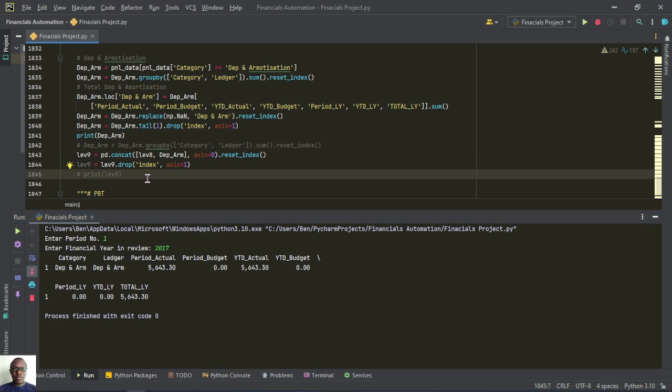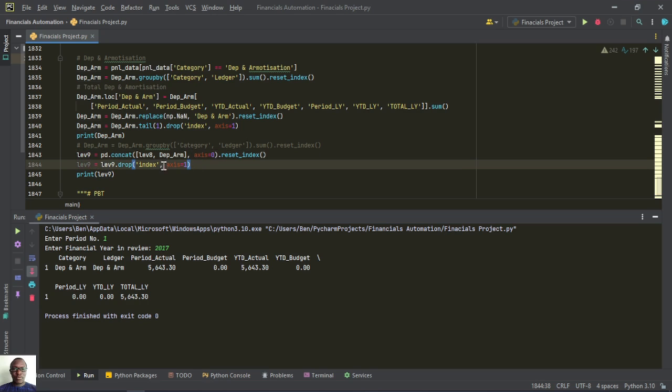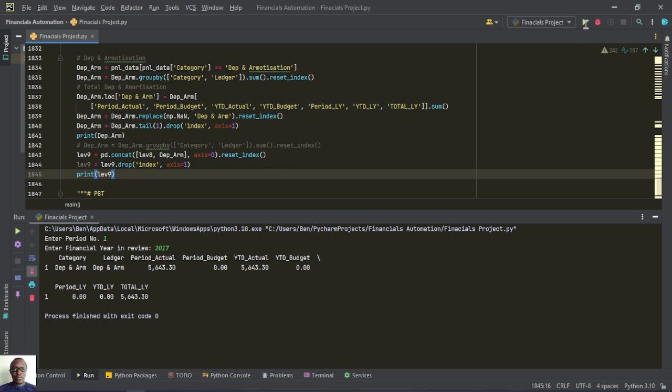So now let's print level 9. But before we print level 9, in this code here, in this line 1843, we are saying that level 9 is equal to pd.concat level 8, comma dep and amortization, and then the axis is equal to 0. Then again we are trying to reset the index. So this is what we have as level 9, and then again down here we are trying to drop the index after resetting the index. So let's print level 9. We see what we have.